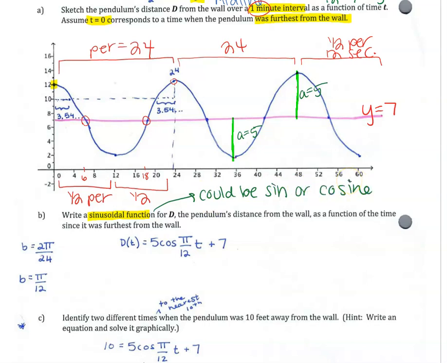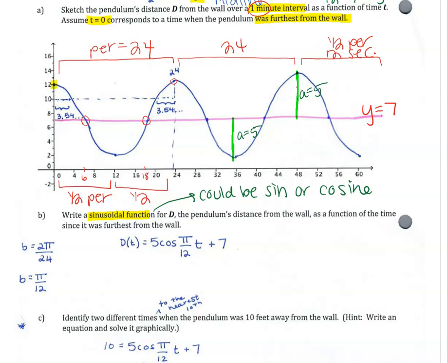And that's because cosine is the same thing as a sine curve, it's just off by a phase shift of pi over 2. So rather than saying write a sine or cosine curve, they just say sinusoidal because that encompasses both of them. So a cosine curve would be most appropriate because we're starting above the midline being 7. If we were starting on the midline at time t equals 0, I'd say differently. So cosine is the best fit.